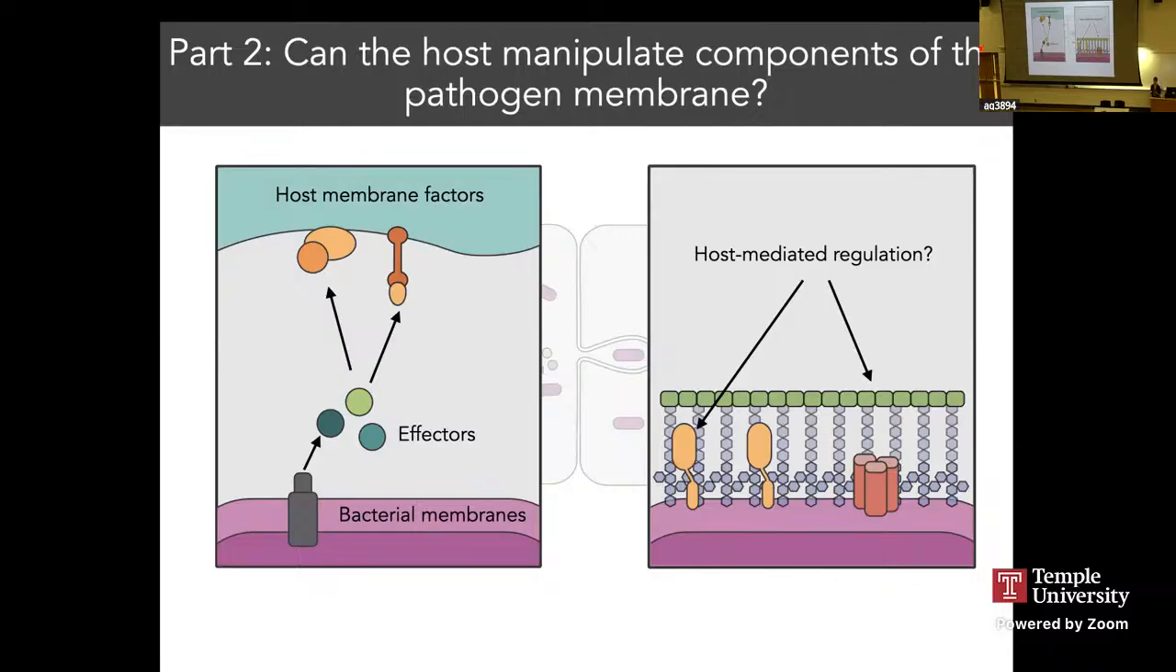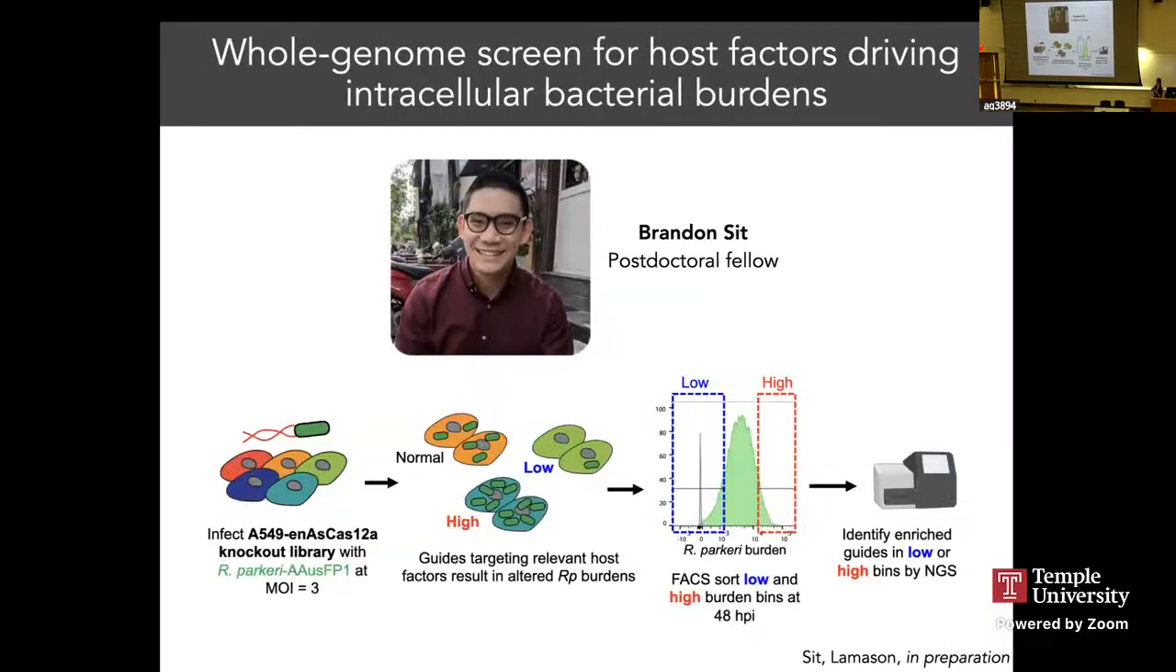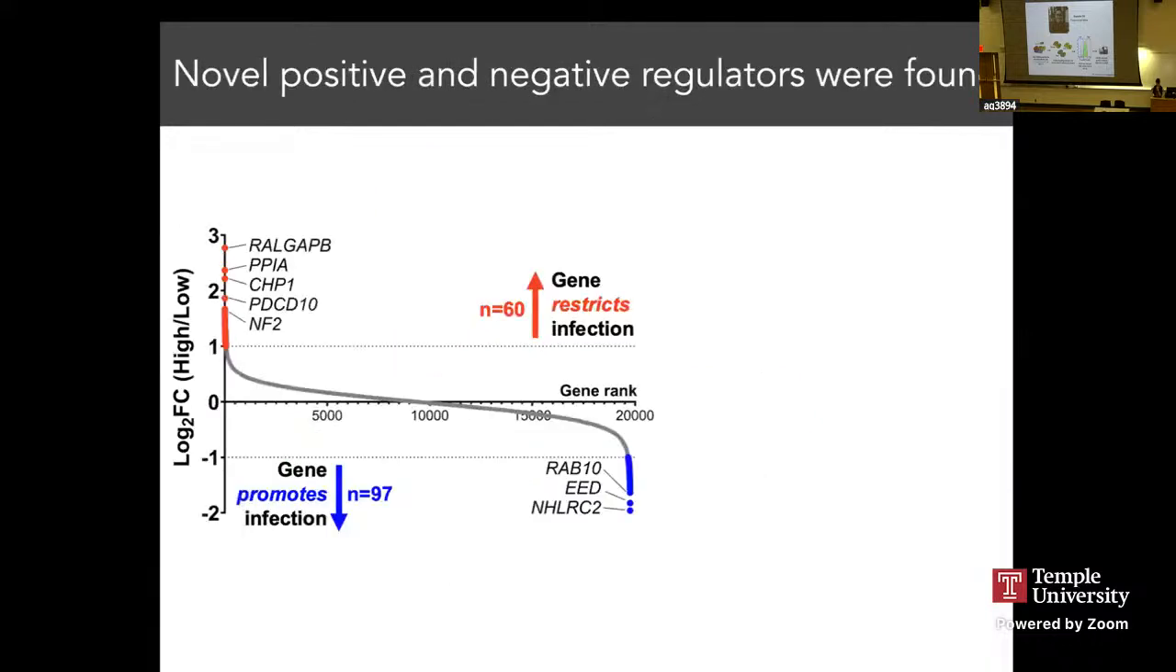And this is not something we actually knew in advance. This came out of a really fun screen that was initiated by a really talented postdoc in my lab, Brandon Sitt, who was largely interested in trying to figure out the host factors that are important for rickettsia infection. This had never been done before, so we had to do a lot of setup that I'm going to completely blow past. But essentially, he did a FACS-based screen where he infected a whole genome knockout library in A549 cells with fluorescent rickettsia, and then looked for cells that had high or low burdens and tried to identify things that might be novel regulators of infection. And he found quite a few novel regulators.